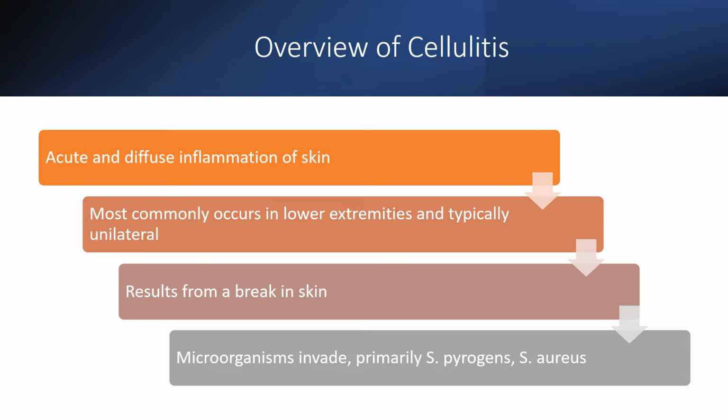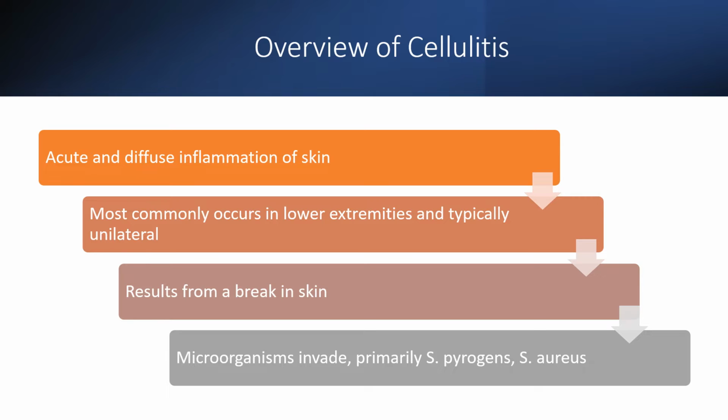Cellulitis is an acute and diffuse inflammation of the skin. It's most commonly seen in the lower extremities, and oftentimes it is unilateral, so it affects one leg or the other, or one foot or the other. And it results from a break in the skin. So a bug bite that you scratch, or even a pimple that you pop, or a cat scratch, these can all lead to cellulitis if the skin is not cleaned thoroughly.